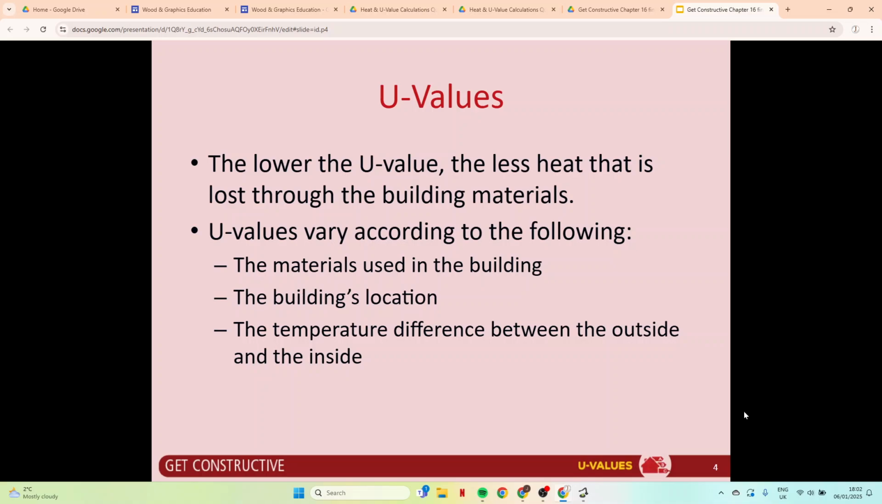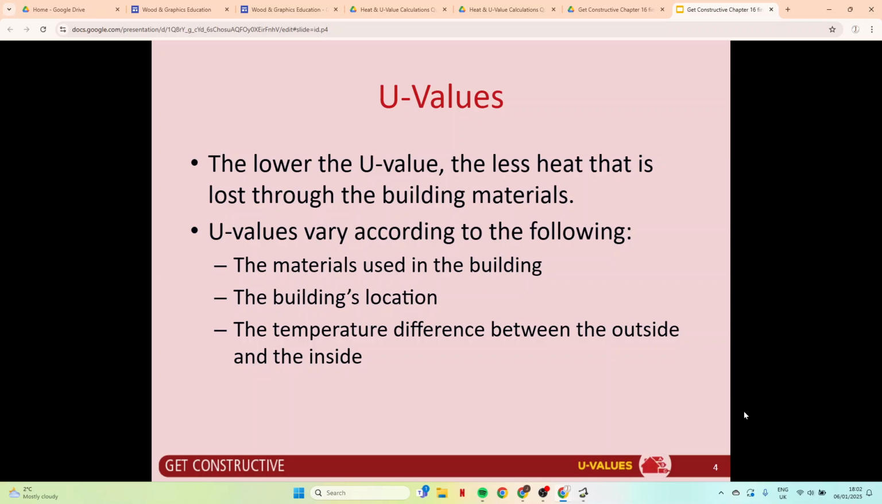The lower the U value, the less heat that is lost through the building. So generally speaking, we want our U value to be as low as possible. An example of this is a passive house standard, which is a U value for a wall of 0.12. Okay, a normal traditional house, a normal wall, the maximum it can be is 0.21. And that's what we're going to look into. How do we come up with these actual numbers?